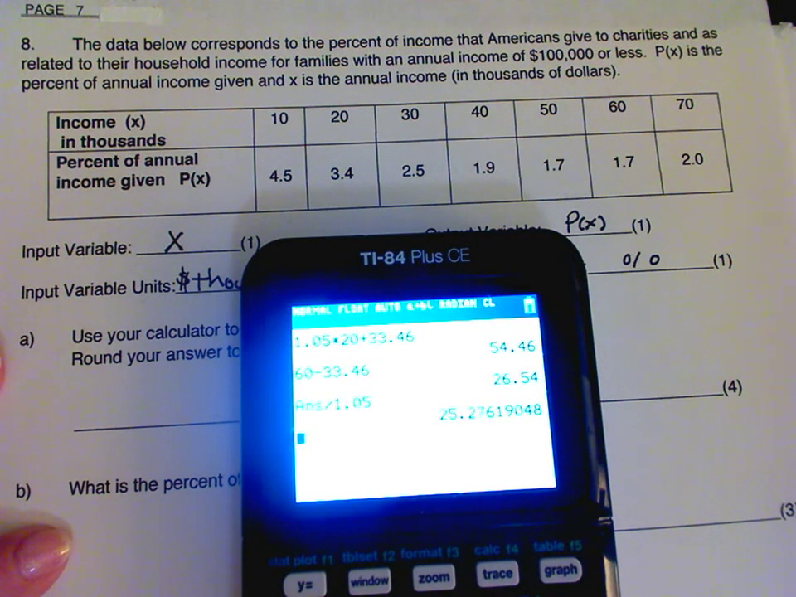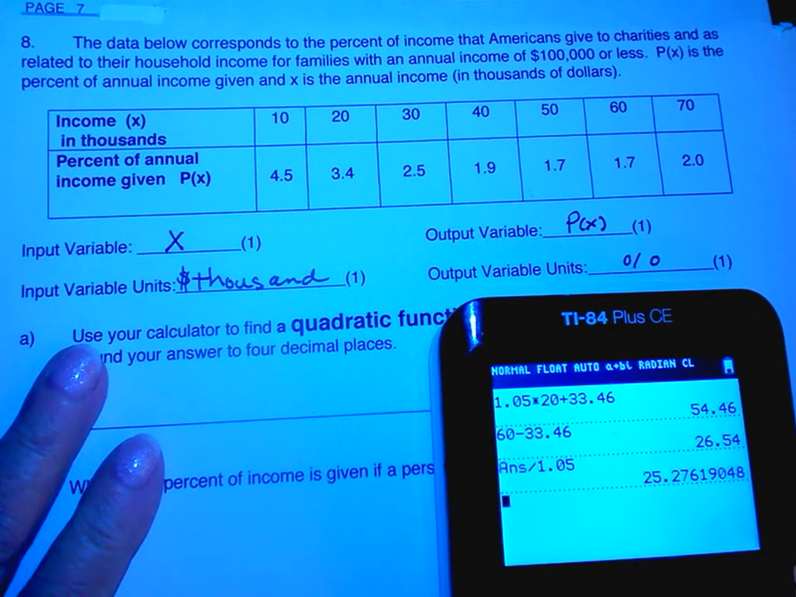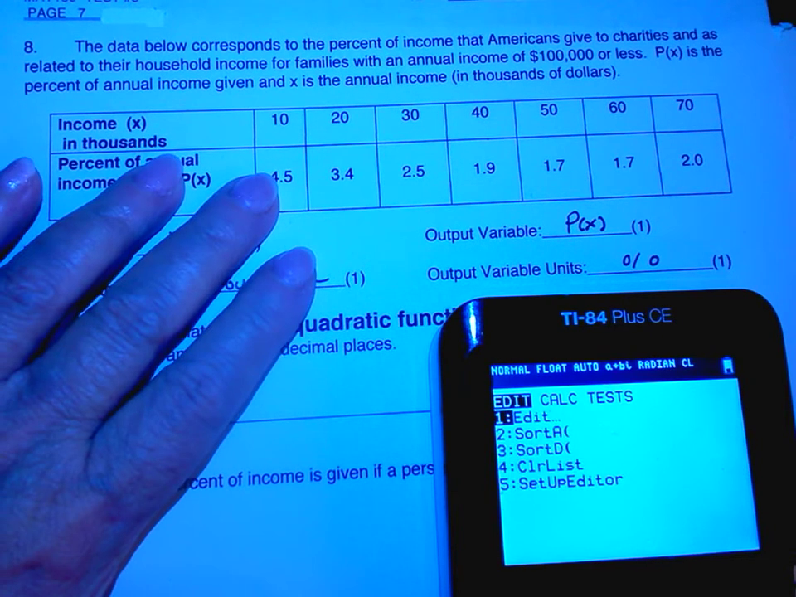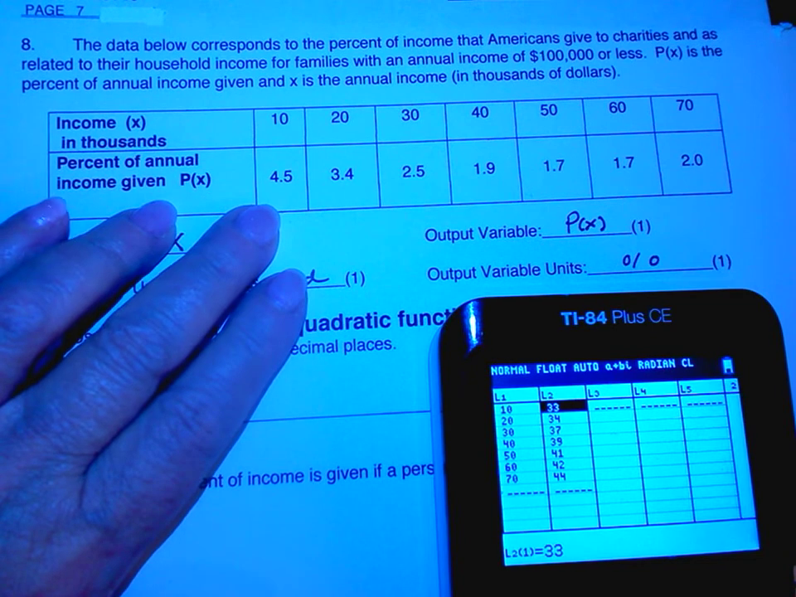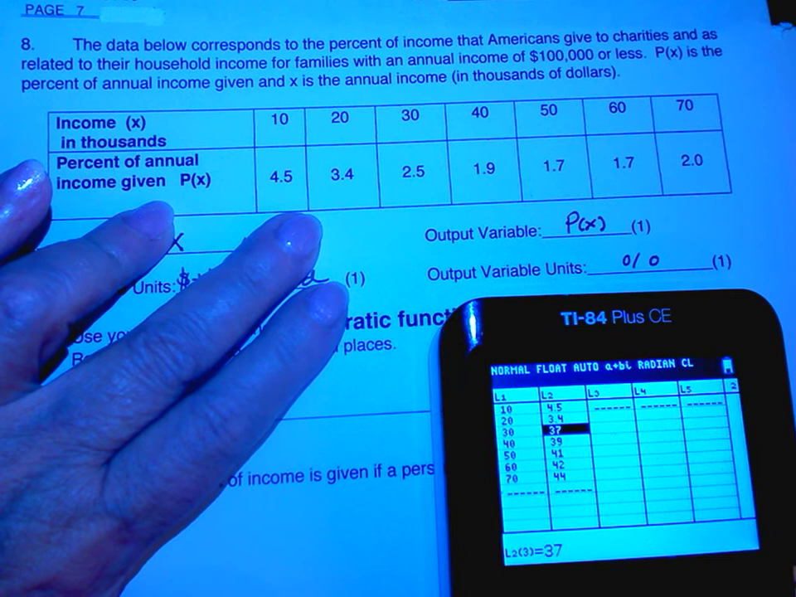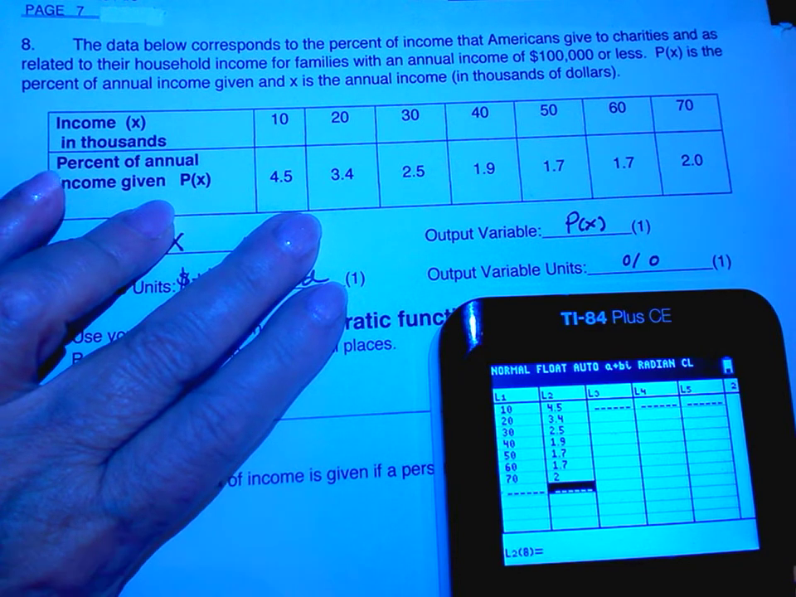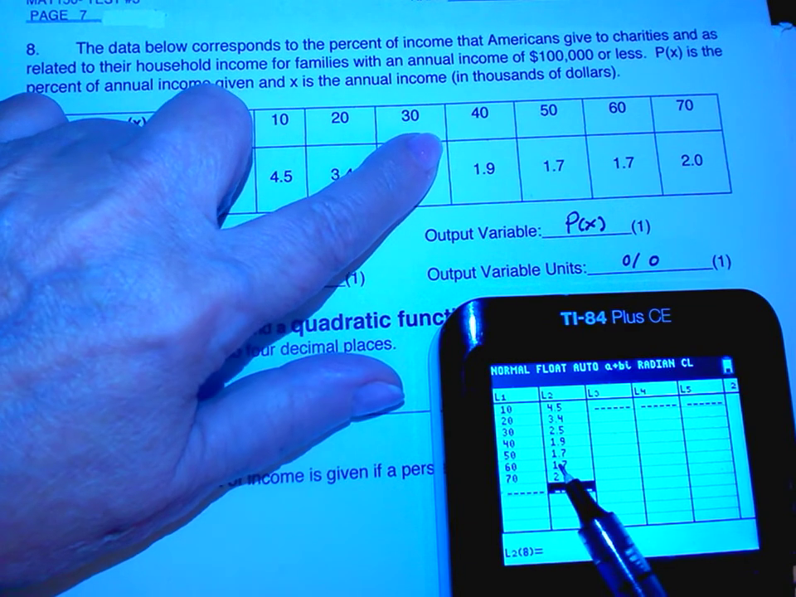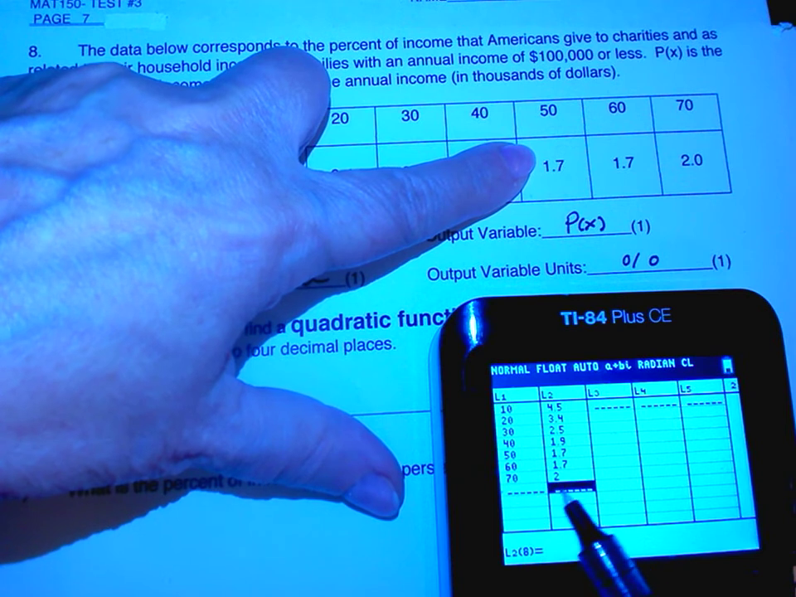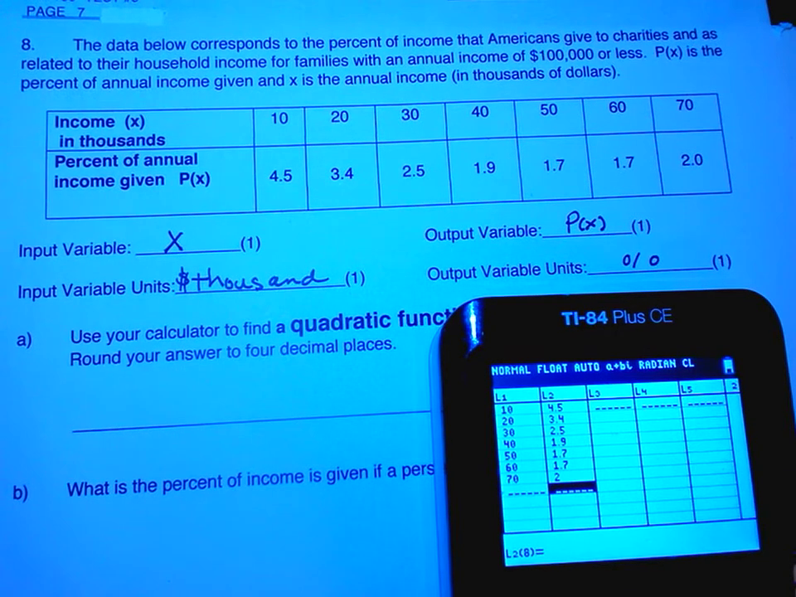So I'm going to turn on the light so we can actually see the calculator. I need to input my data. So stat, edit, and 10, 20, 30, 40, 50, 60, 70, then 4.5, 3.4, 2.5, 1.9, 1.7, 1.7, 2.0. So check it out: 10, 4.5; 20, 3.4; 30, 2.5; 40, 1.9; 50, 1.7; 60, 1.7; 70, 2.0. Okay, so my data's in there correctly.